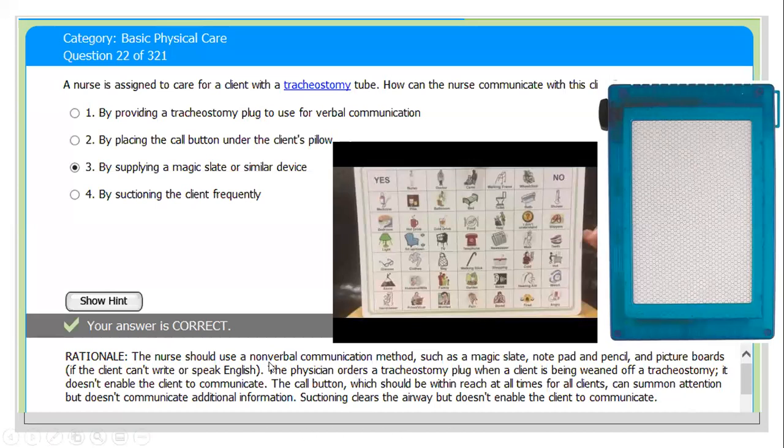It is a way to send a signal for emergencies and get attention, but not for communication. And suctioning the client, number 4, clears the airway but does not enable the client to communicate. What next?